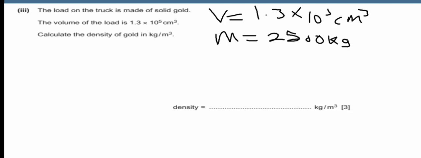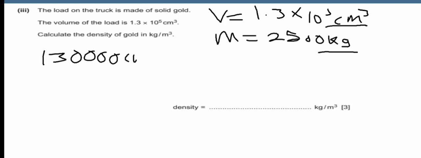As you can see here, the mass is in kilograms, but the only thing which is not in meters cubic is the volume. The volume is in centimeters cubic, so there is a need for us to convert this into meters cubic. Now, 1.3 multiplied by 10 to the power 5 is the same as 130,000 centimeters cubic.